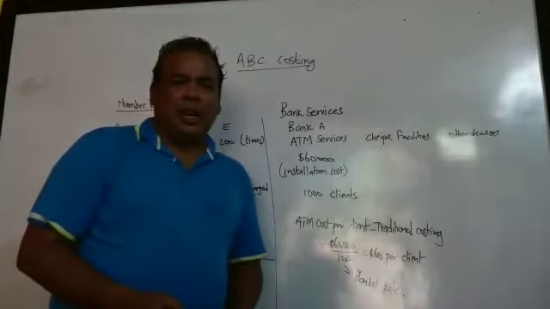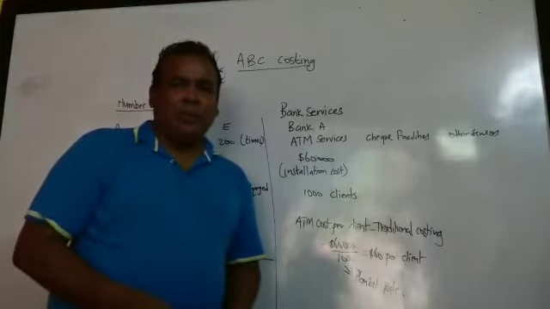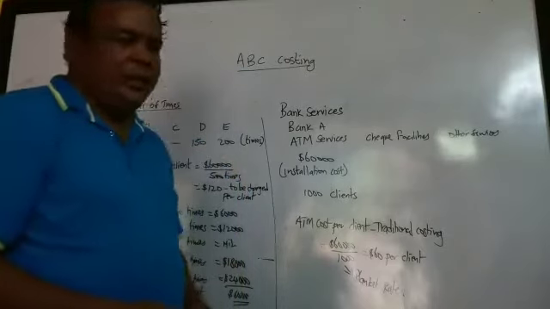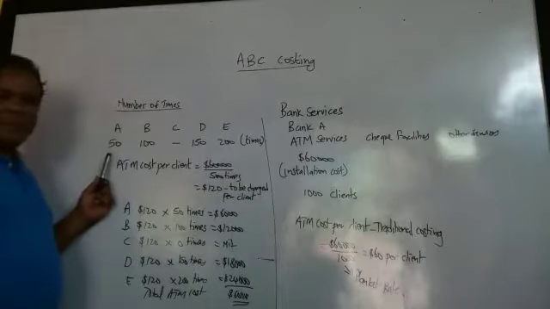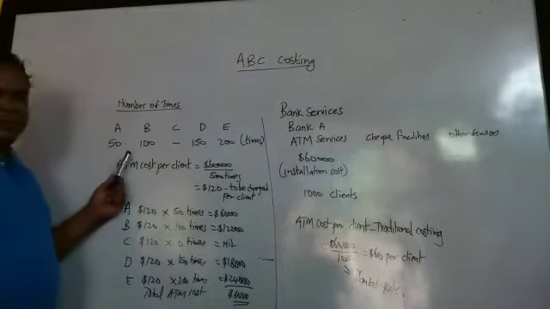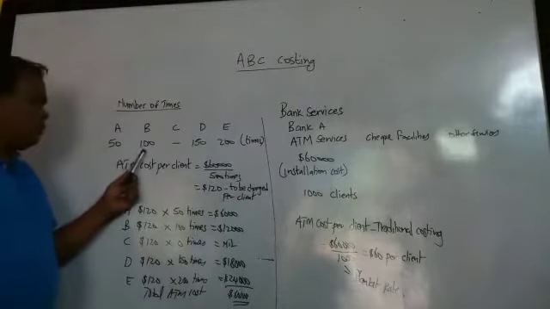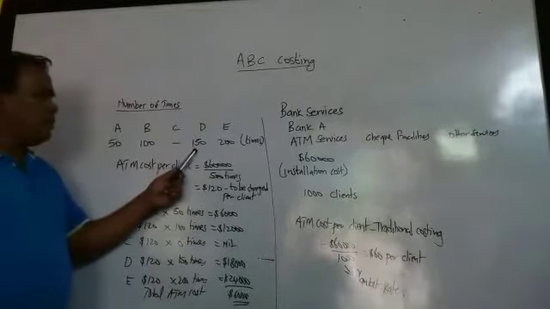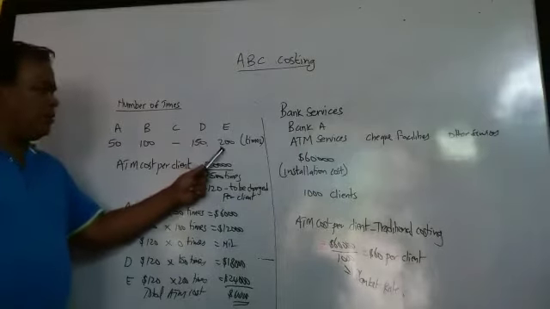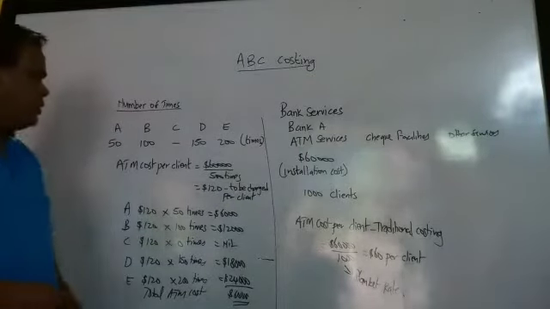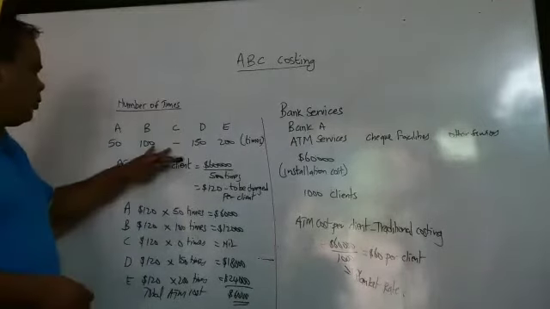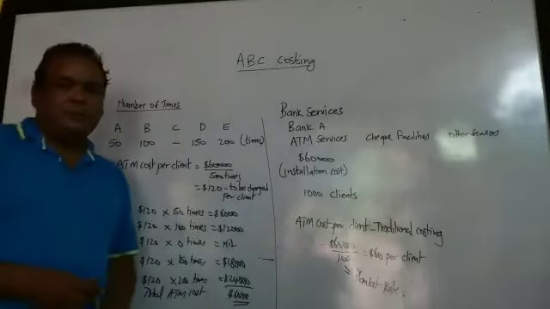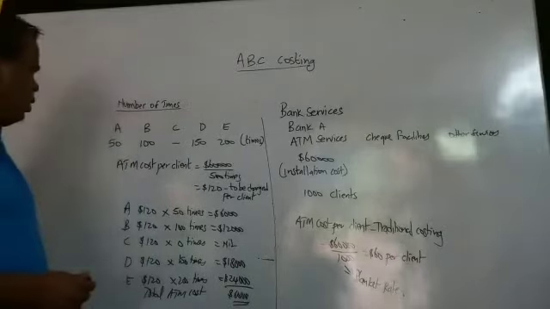It will be charged according to the number of times the client is using the ATM. A is using the ATM service 50 times, B 100 times, D 150 times, E 200 times. C is not using the ATM service, therefore we don't have to charge C the ATM cost.